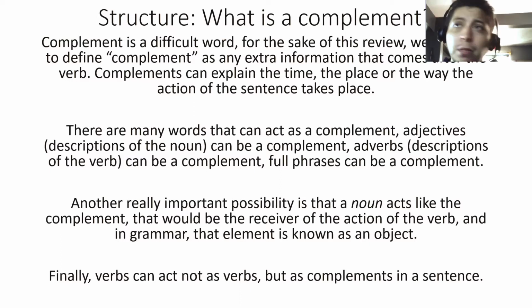Another possibility is that you have a noun as the complement. You know that a noun is a thing, and they can be the subject. My cat is very fast. The cat is a noun, and the cat is the subject. Also, the cat can be the complement. You can say, I like cats. In that case, the subject is not the cat. The subject is I. And the cat is not doing the action of liking. The cat is actually receiving the action of being liked. In that case, that element is known as the direct object. An object is a noun that is a part of the complement.